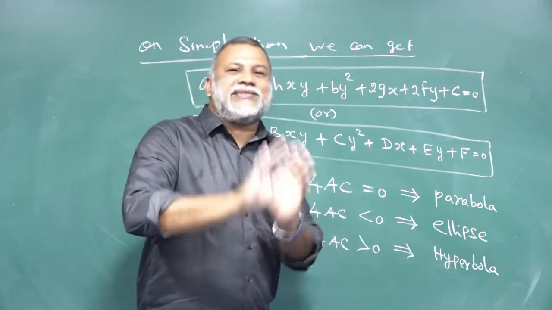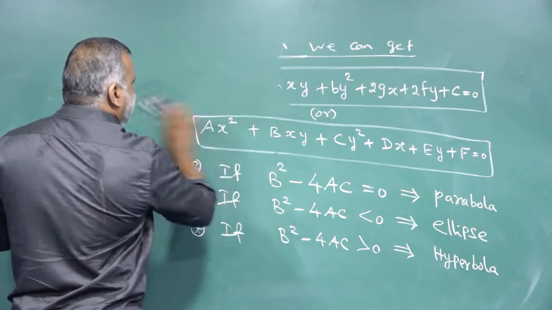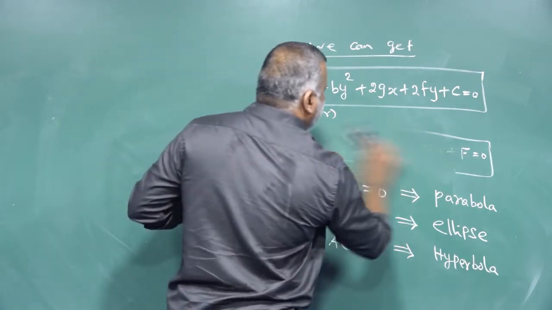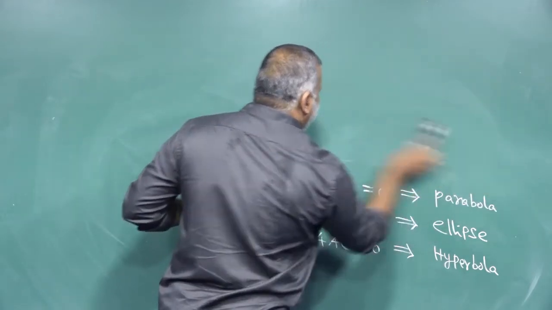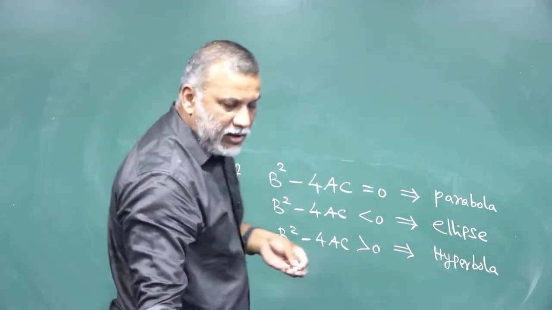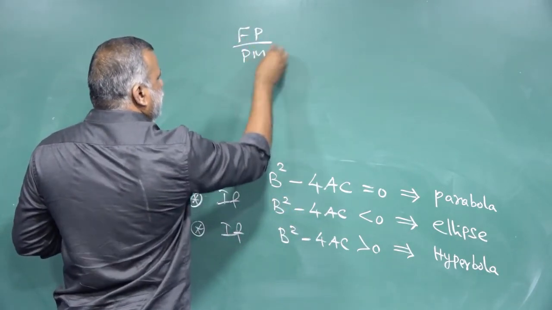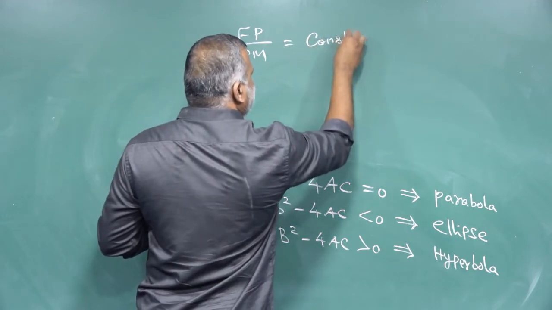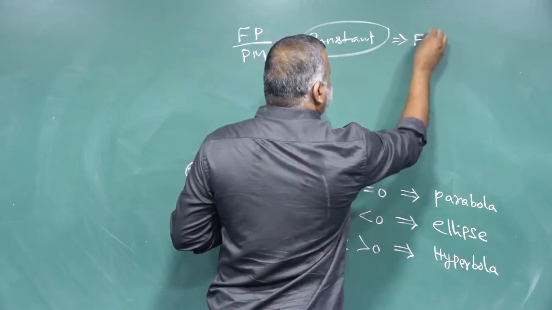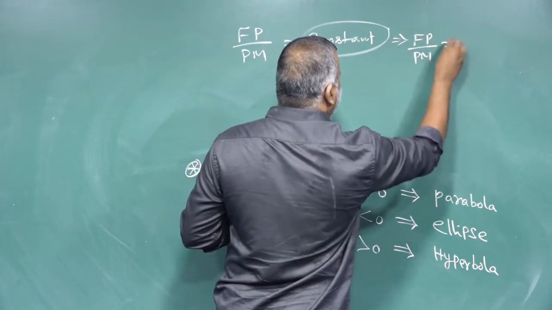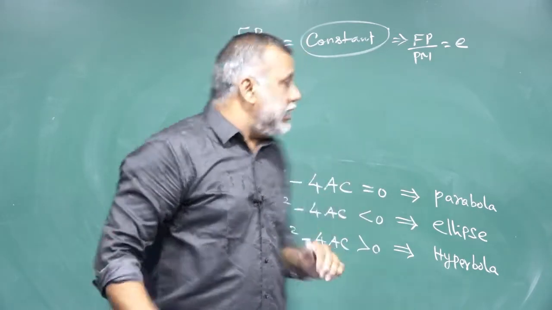Now, in terms of eccentricity, we already discussed about the eccentricity. What is the meaning of eccentricity? FP by PM equal to e. That is the concept we already discussed. That e may be denoted in three ways. We already worked out e. See this concept: FP by PM equal to constant. Already we discussed, this constant is denoted by e. That means FP by PM equal to e. e is a constant. That constant may differ in three ways.